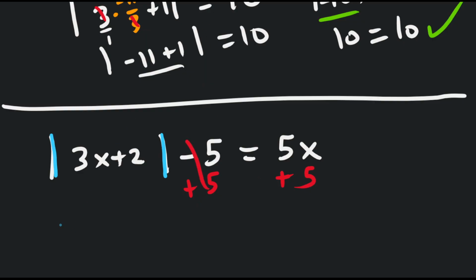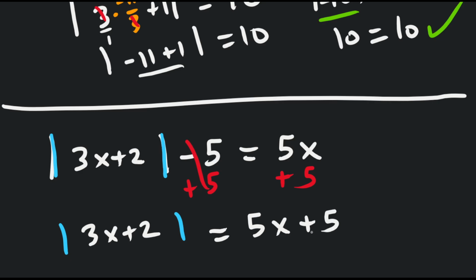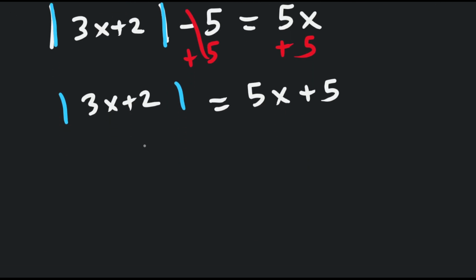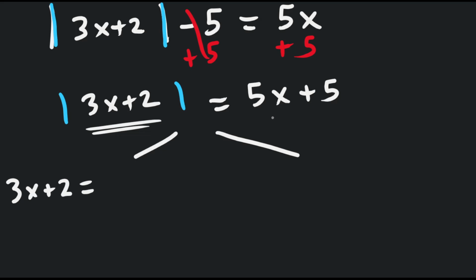And we have the absolute value of 3x plus 2 equals 5x plus 5. Okay, and now we can go ahead and split this up in order to drop the absolute value bars. So we can go ahead and free what's inside the absolute value. So we have 3x plus 2 equals positive 5x plus 5.